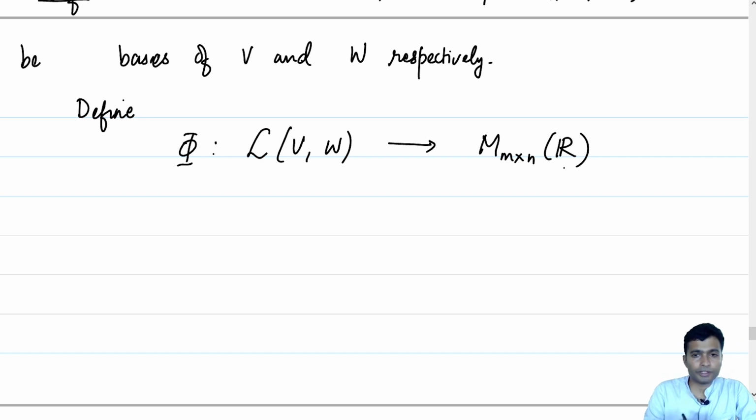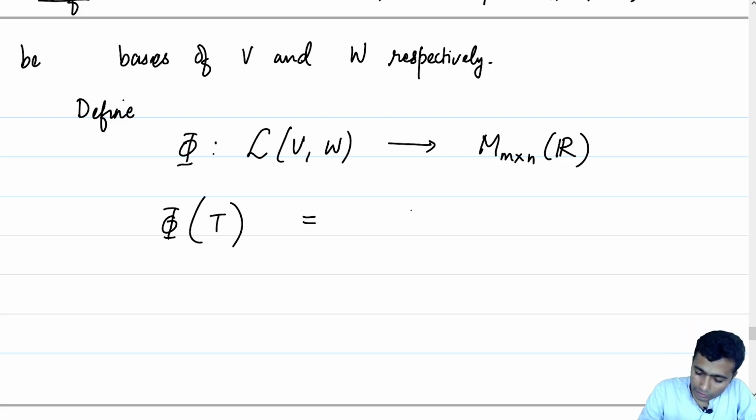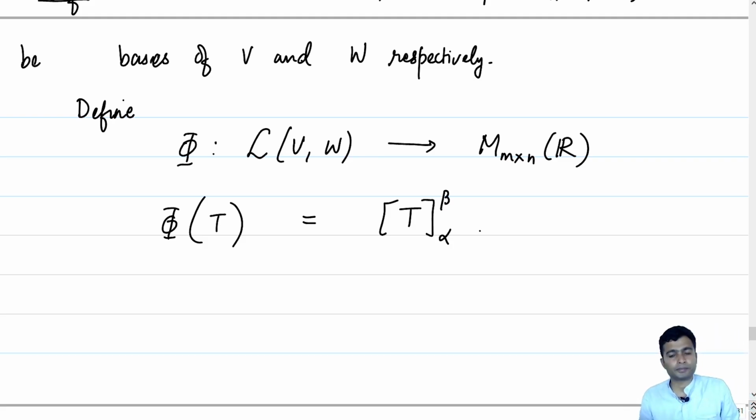So let's define a map phi from L of V comma W into m cross n over R by what you should be expecting. Phi of a linear transformation T is just going to be the matrix of T with respect to alpha and beta.